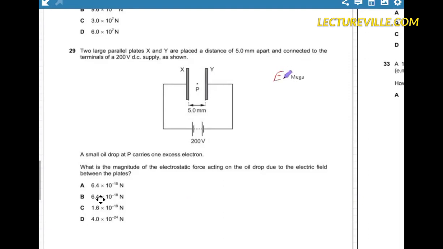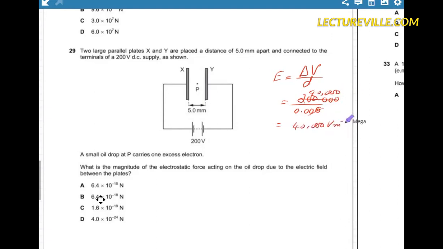Electric field strength is change of potential divided by distance. So it is 200 divided by 0.005. Now I can add 3 zeros there. It will remove this, so it will become 40,000 volt per meter or newtons per coulomb.